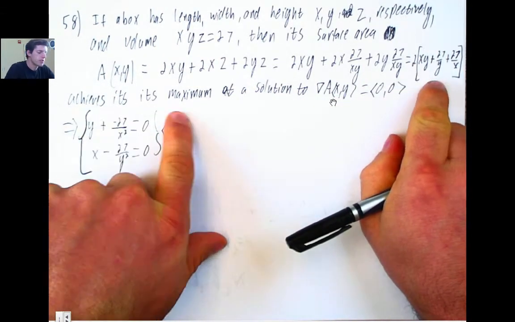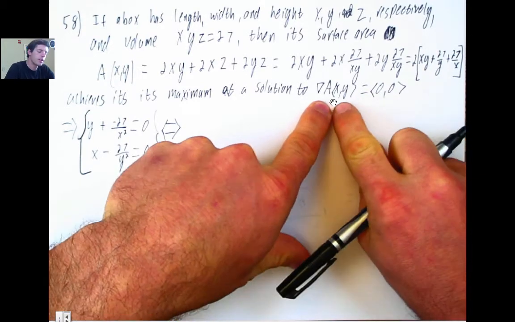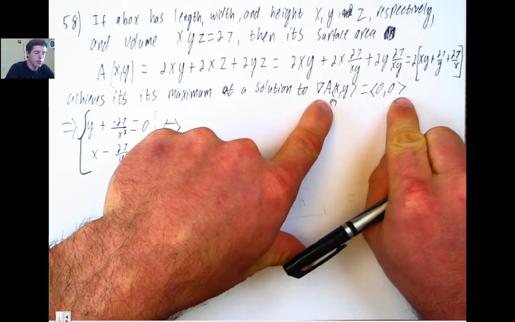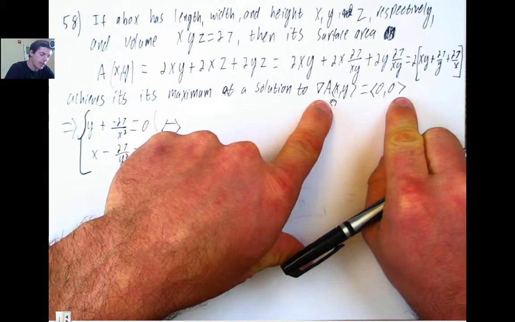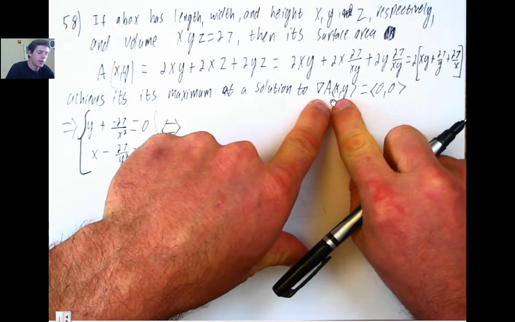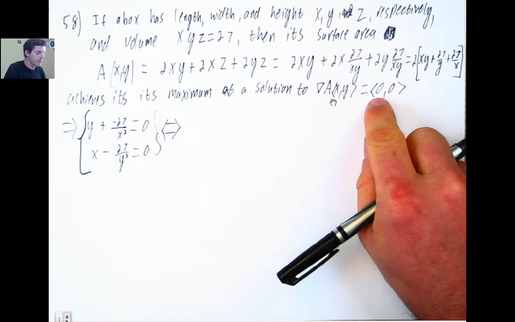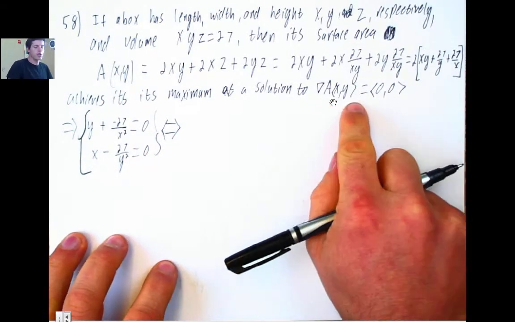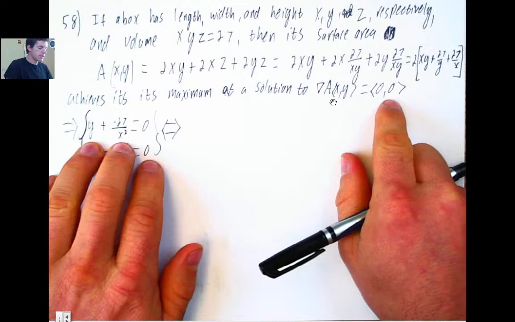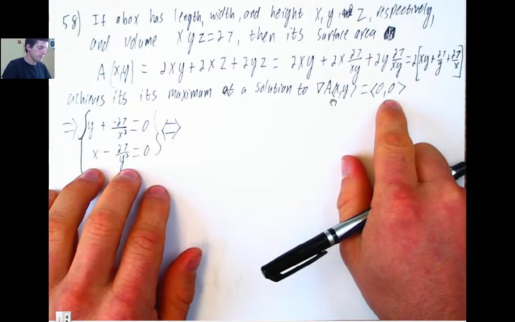this function achieves its maximum at a solution to the gradient of A is equal to the vector 0, 0. Now, I could take the factor of 2 that I would have in the gradient of A there, and I could divide both sides by 2 and just get rid of it. Okay, so this equation, gradient of A is equal to 0, is equivalent to this pair of equations.